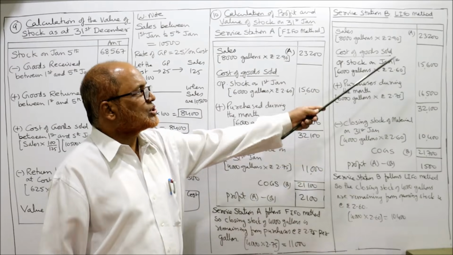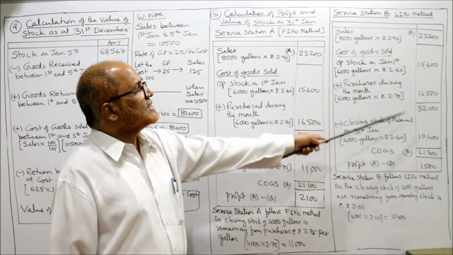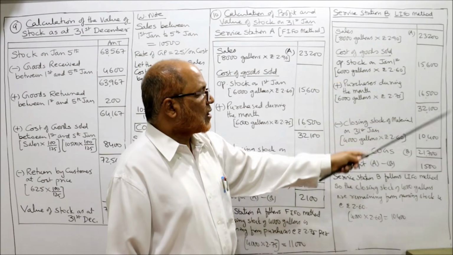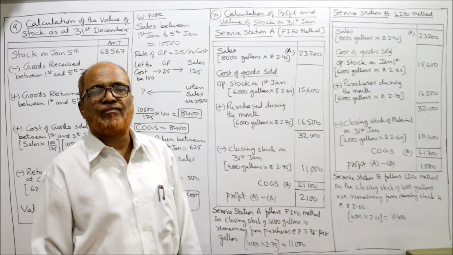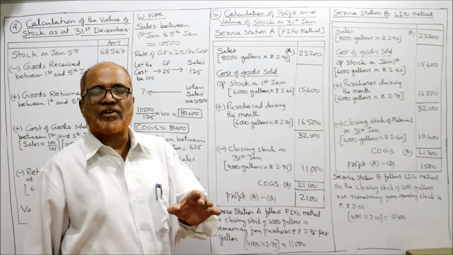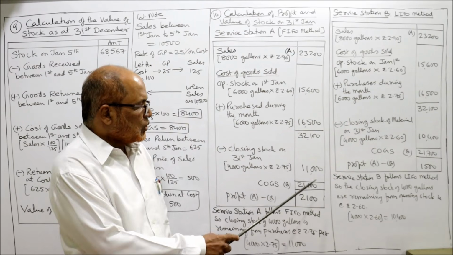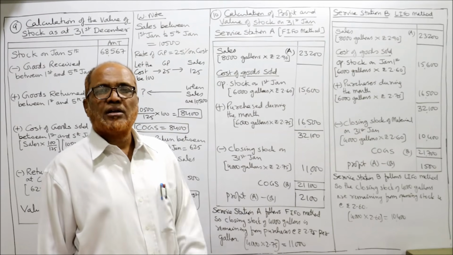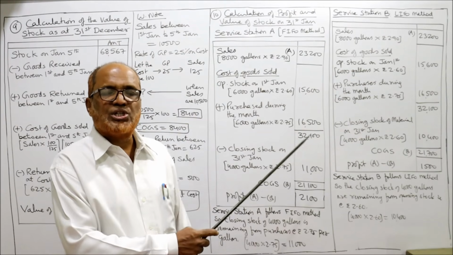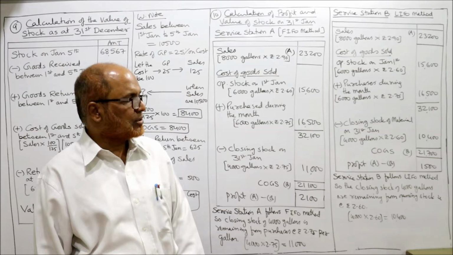Now profit is equal to sales minus cost of goods sold. Sales are 23,200, cost of goods sold 21,700, net profit is 1,500. This is the profit for service station B, and 2,100 is the profit for service station A, because the value of closing stock is different in both the service stations.